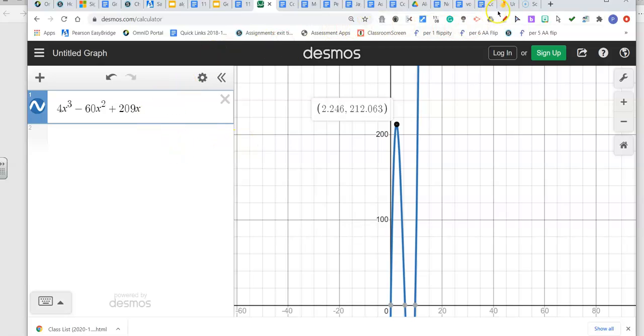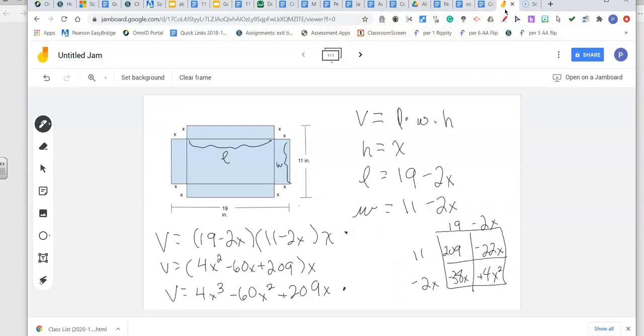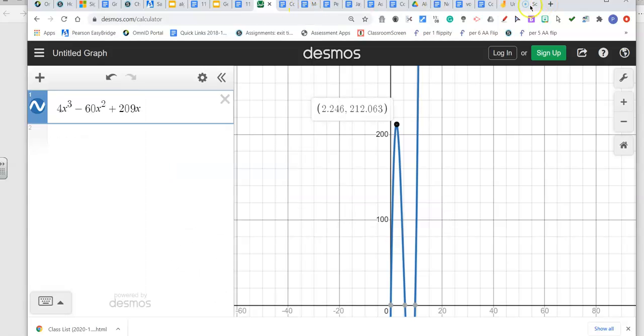If I go back to my Jamboard. So when x is 2.25, I get my maximum volume. And what did we say it was again? It was 212.06.